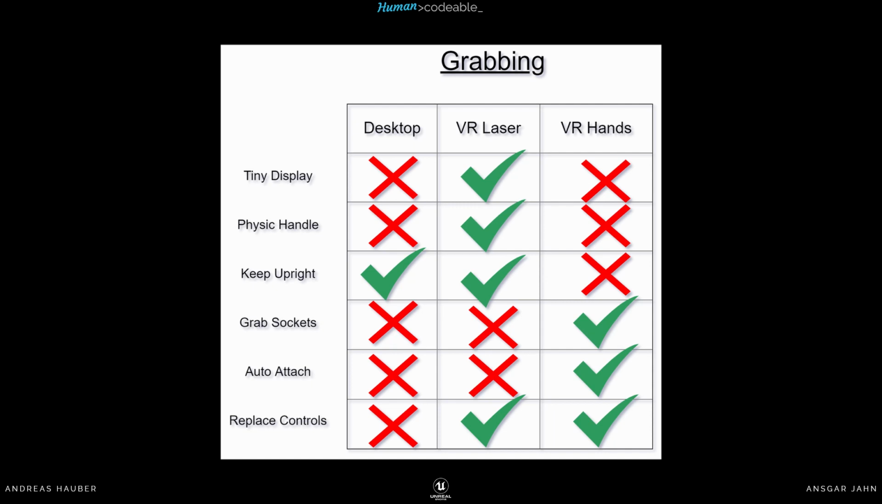As a little recap, I created this infographic for you where you can see on the left side the different features: the tiny display, the physics handle, keep upright, grab sockets, auto attach and replace controls. I've tried to list them for the desktop, VR laser and VR hands. As you can see, not everything is working or making sense with everything else. But of course, if you need something, for example the tiny display for the desktop, it should be quite easy for you to implement this functionality yourself.